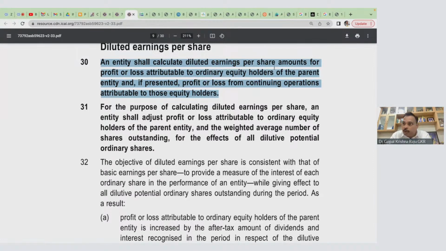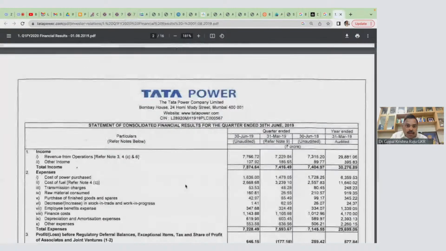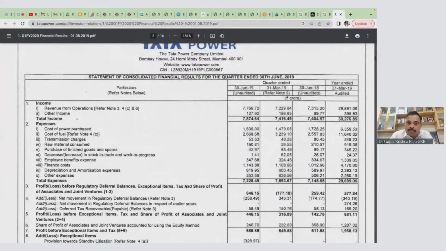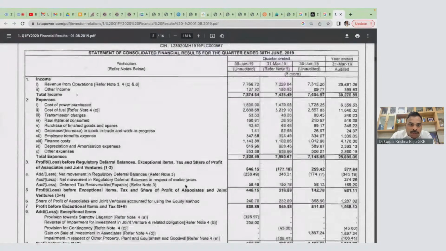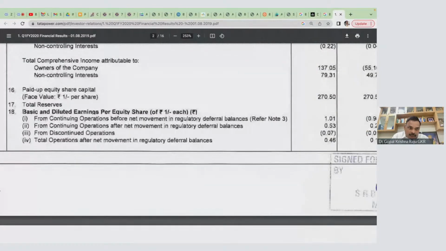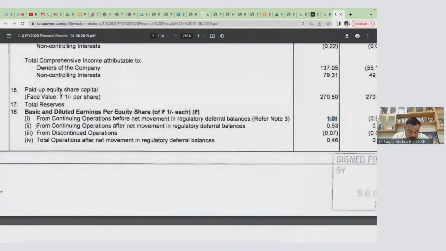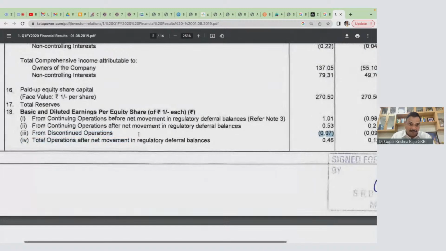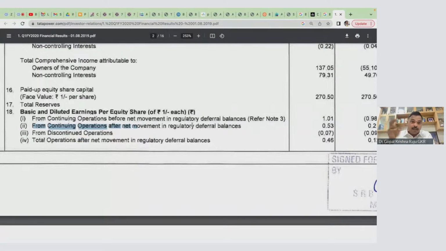Now I'll just show you one, Tata Power's consolidated financial results. Please look at this. This is basic and diluted earnings per share from continuing operations 1.01. From discontinued operations, negative. This is actually regulatory deferral balance, also a separate standard. So now I'm connecting three standards. Of course, regulatory deferral accounts, so we have another separate standard for that.